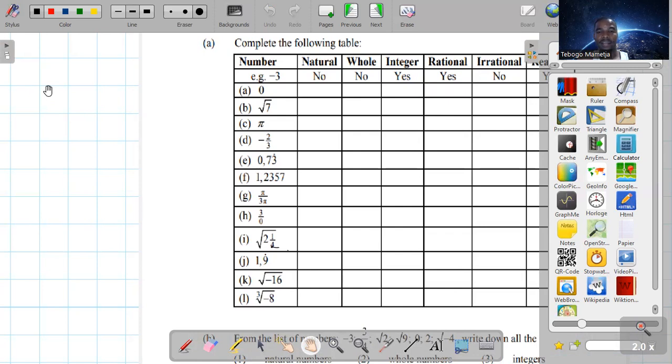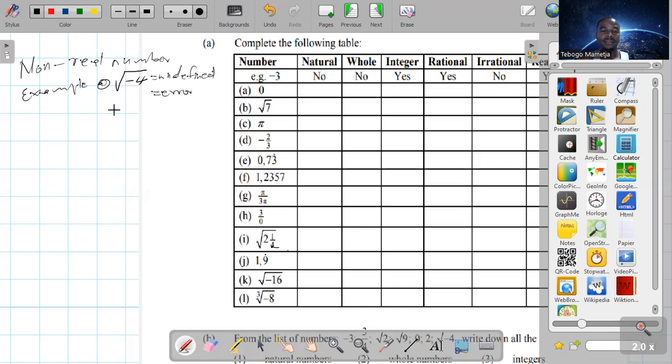An example of such non-real numbers: number A would be the square root of -4. If you punch the square root of -4 on a calculator, some calculators will write undefined, some will write an error. So even a calculator cannot process this number. So this number is non-real. This number cannot even be found on the number line.